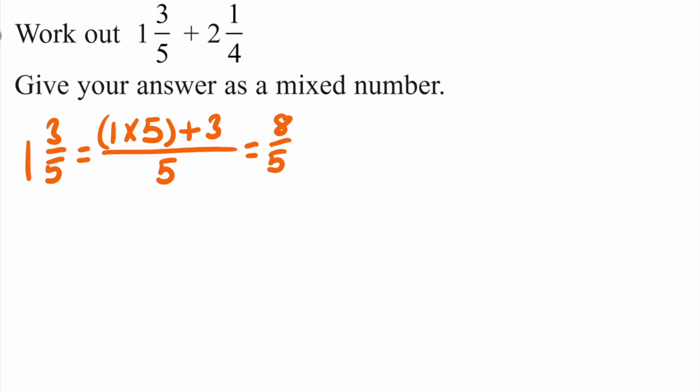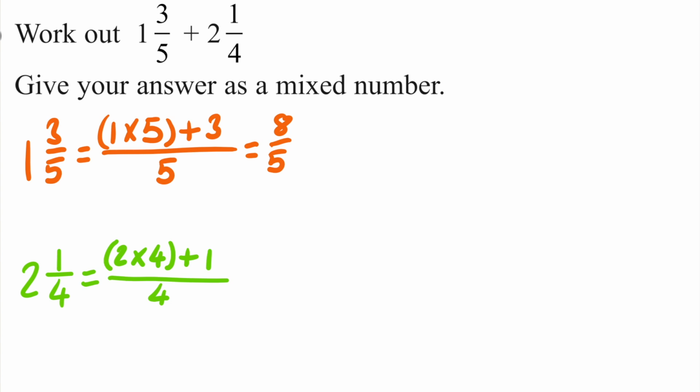Now we do the same for the second one, which is 2 1/4. So it's going to be the whole number, which is 2, multiplied by the denominator, which is 4, plus the existing numerator, which is 1, over the existing denominator, 4. So 2 times 4 gives you 8, plus the 1 gives you 9, so it's 9 over 4. We now add those, so it's 8 over 5 plus 9 over 4.